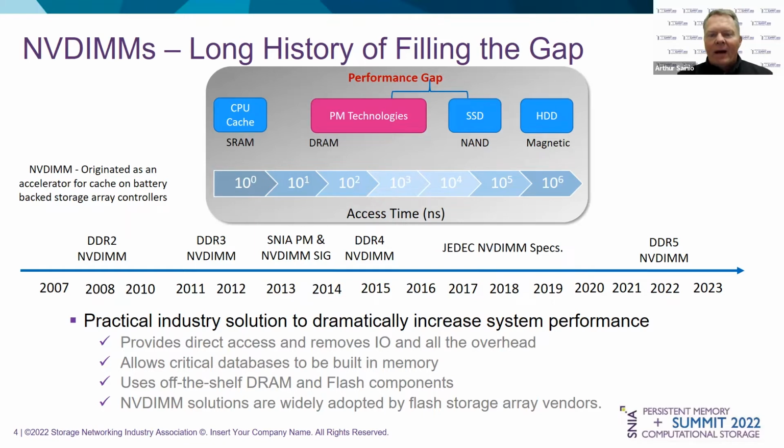It had a significant impact in creating a lot of collateral and educational material and webcasts on NVDIMMs and how they work. And in parallel with that, we had quite a bit of JEDEC NVDIMM standardization activity. All of these helped to bring NVDIMMs to the market and enable the ecosystems. They provide direct access and they remove the I/O for the case of NVDIMMs. They allow critical databases to be stored in memory. They use off-the-shelf components, DRAM and flash, which are typically JEDEC standard. And they've been widely adopted, typically by flash storage array applications.